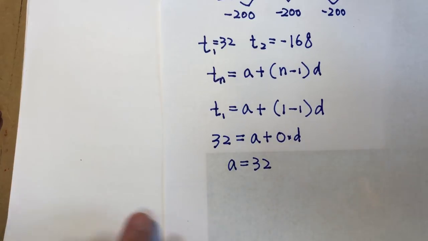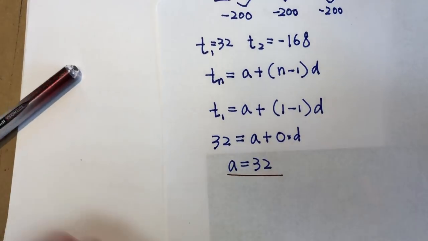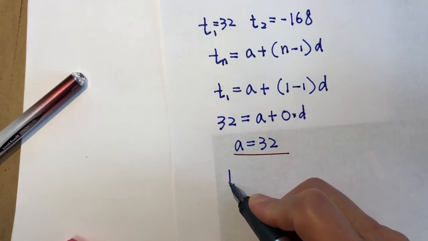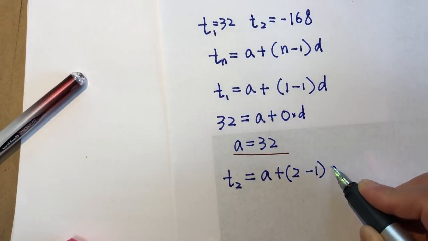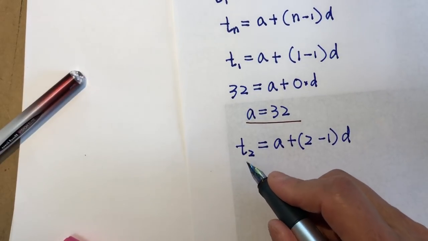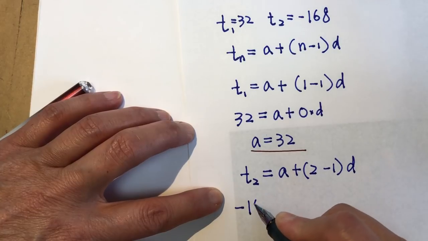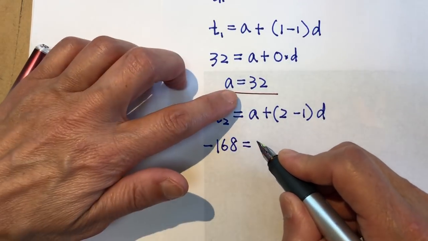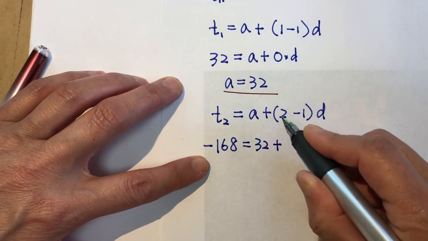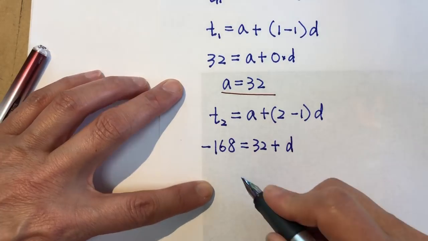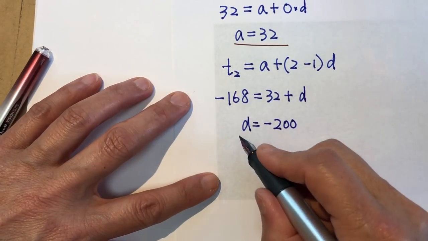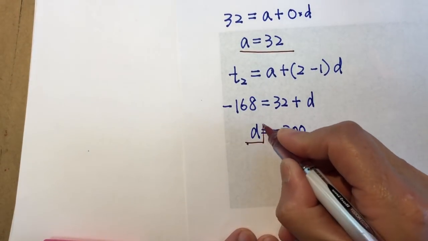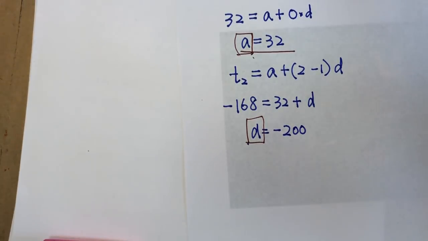So we got this critical number ready, and we will need a lot of these critical numbers as we calculate. We plug in term 2 equals a plus 2 minus 1 times d. Term 2 is negative 168, equal to a, which is 32, plus 2 minus 1, which is 1, times d. So d, moving to this side, is negative 200. Now we have fixed these two variables.